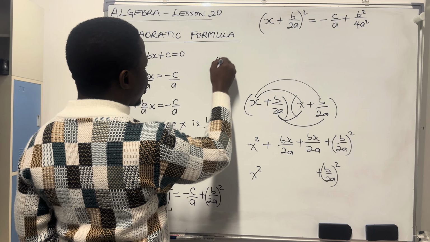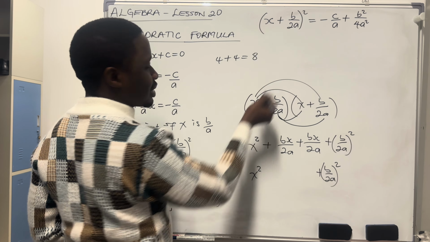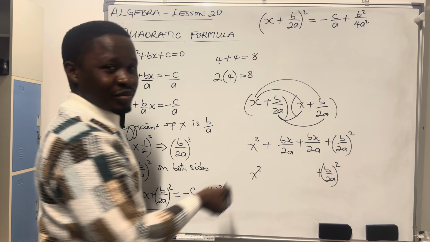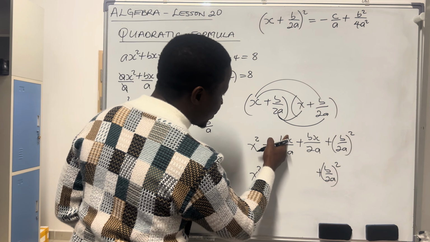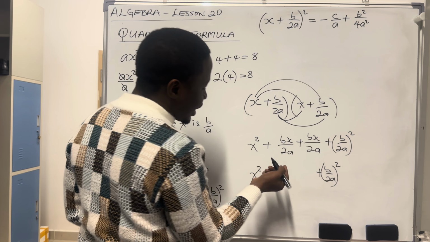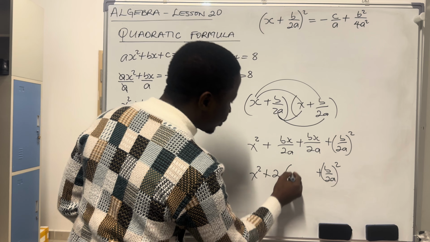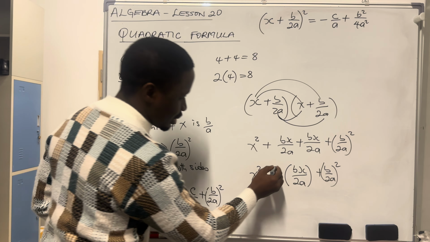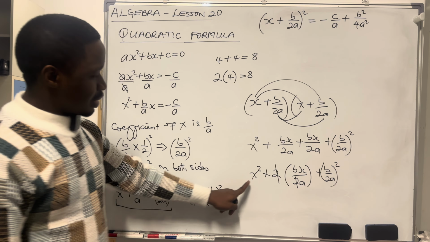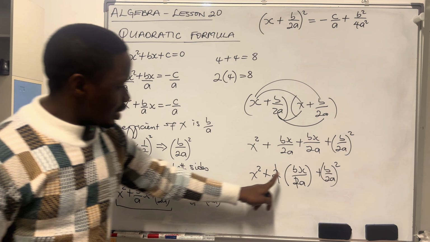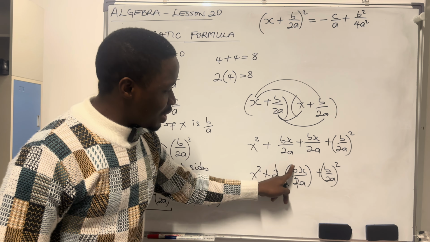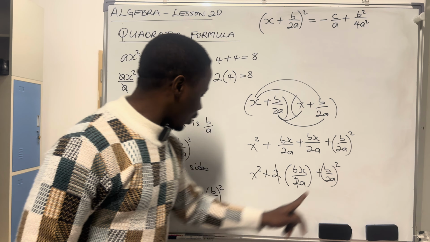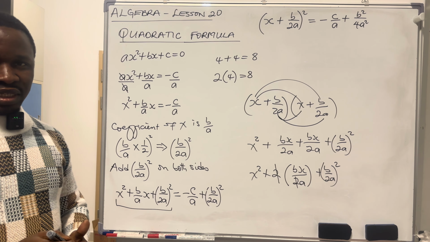If you have 4 plus 4, what do we say? We say 8. Don't you know that it is like 2 sets of 4? So if we have bx over 2a added to bx over 2a, it's like we have 2 sets of bx over 2a. Just see, this takes away this. x squared, bx over a, b over 2a all squared. Do you see it? All right.